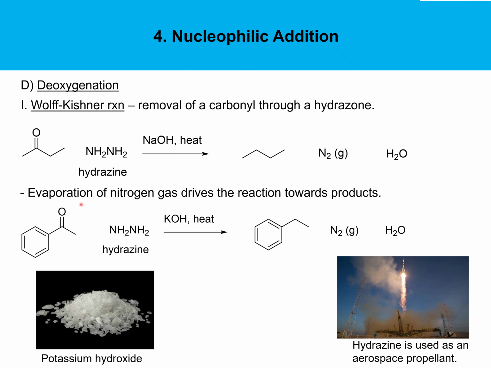The reaction produces N2 gas and water as a byproduct. Note that evaporation of this nitrogen gas essentially turns the reaction into an irreversible reaction, since it will be difficult to capture the nitrogen gas after it has evaporated. In the second example, we're using acetophenone reacting with hydrazine. Again, under basic conditions while heating, it will remove the carbonyl completely and produce nitrogen gas and water as byproducts.